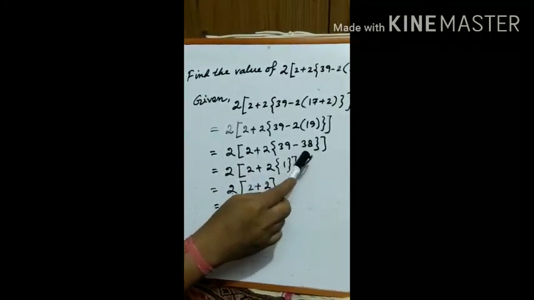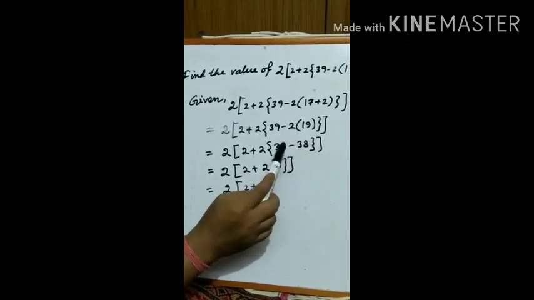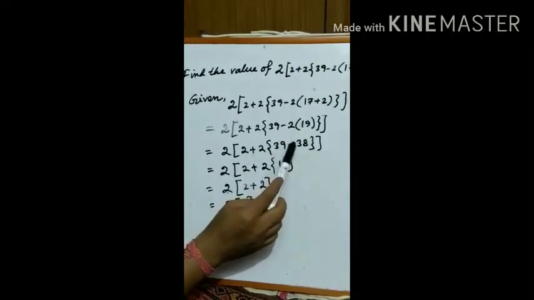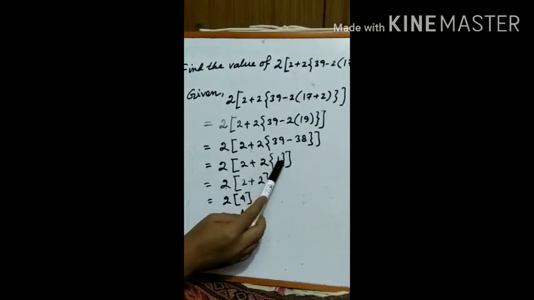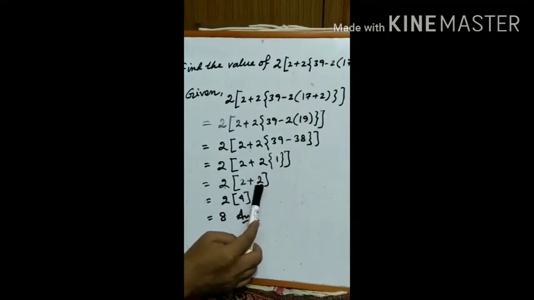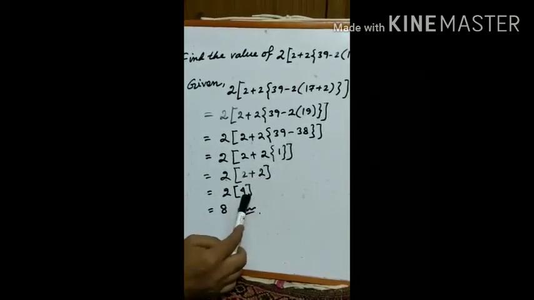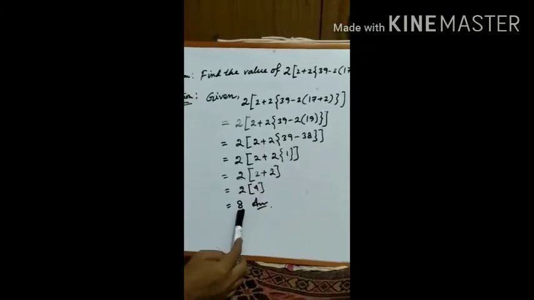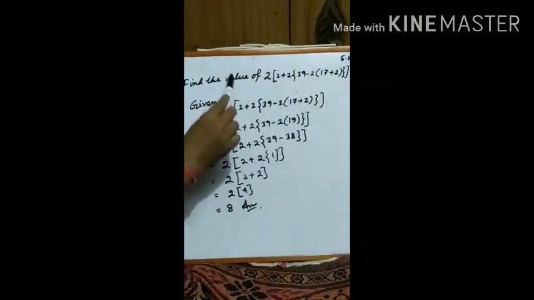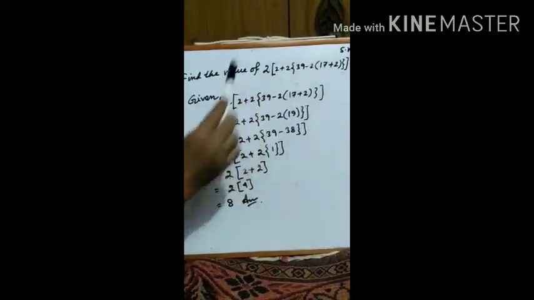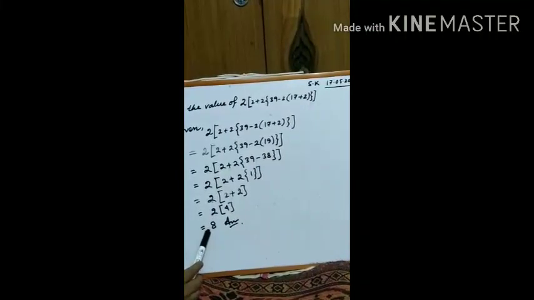Now we have to do the elements in the second bracket. In the second bracket we see that 39 minus 38 is 1. So 2 of 1, that is, 2 ones are 2. So the elements in the third bracket, 2 plus 2, is 4. 2 of 4 is 8. So by using BODMAS rule we can easily simplify this problem, and our result is 8. Okay.